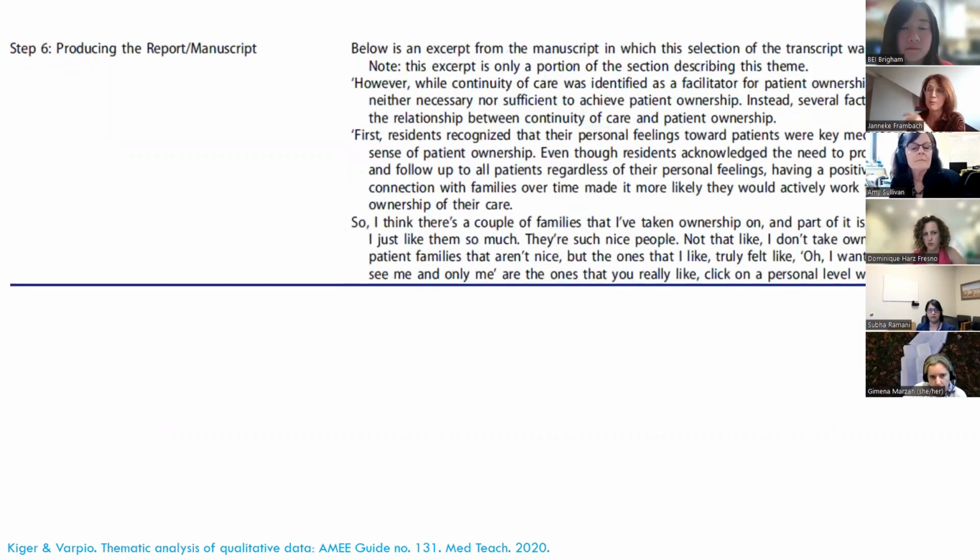And then producing the report or manuscript, but I'm going to leave that to session 3 in the series. This is just an excerpt from the manuscript that the authors came up with, but you'll have a whole session about that. So I will not devote too much attention on that for now.